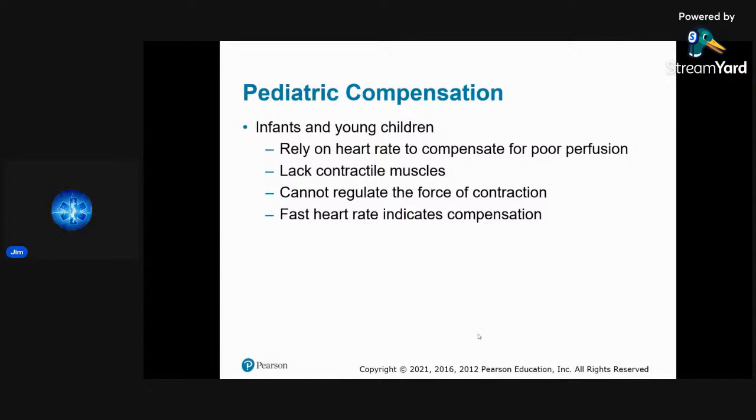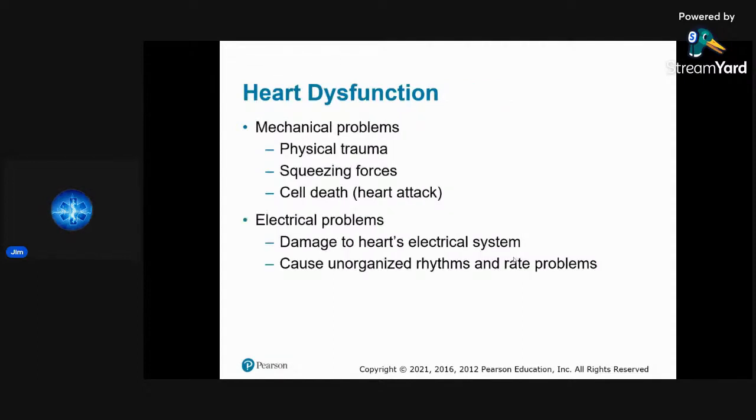Pediatric compromise. Infants and young children rely on heart rate to compensate. So if we start to get poor perfusion or hypoperfusion, the first thing in a child is the heart rate will go up. But there are some issues. They have a lack of contractile muscle, so the heart's not fully developed and may not be as strong. They can't regulate this contraction. And a fast heart rate will indicate compromise or compensation, that they may be in a form of compensating shock. We'll talk about that here in a little bit.